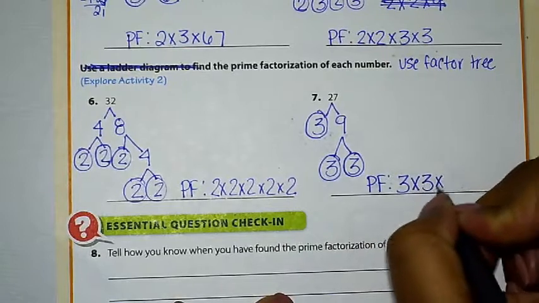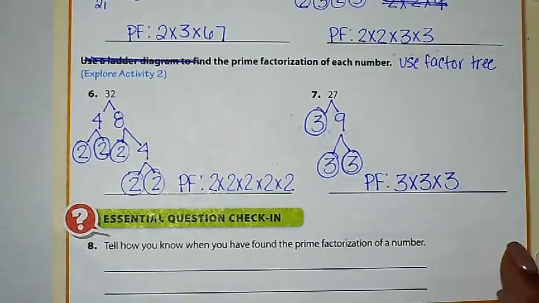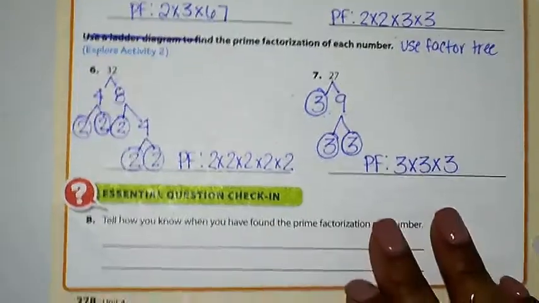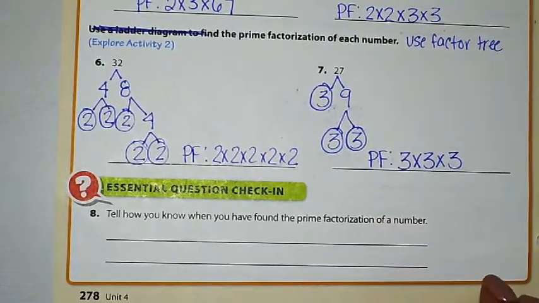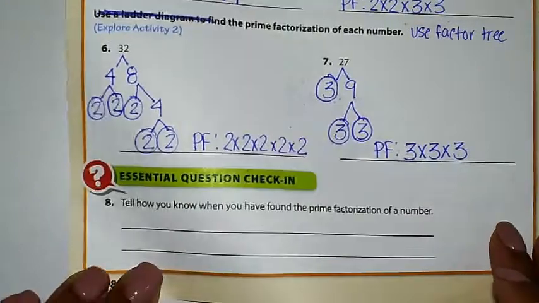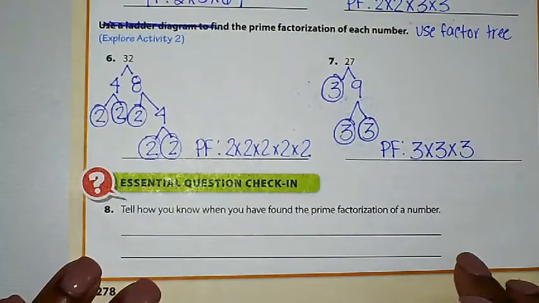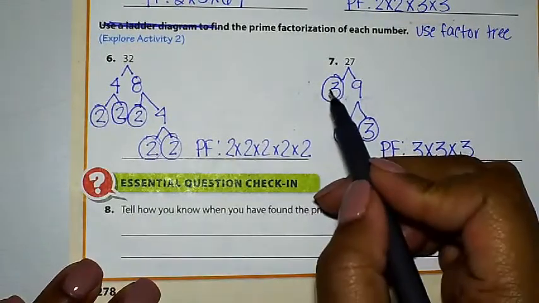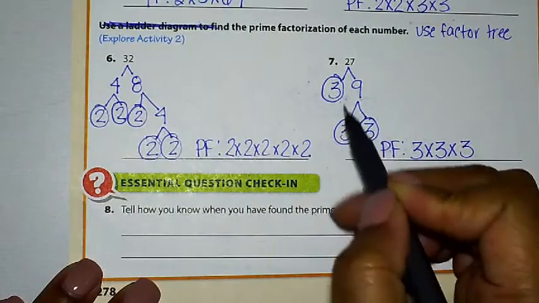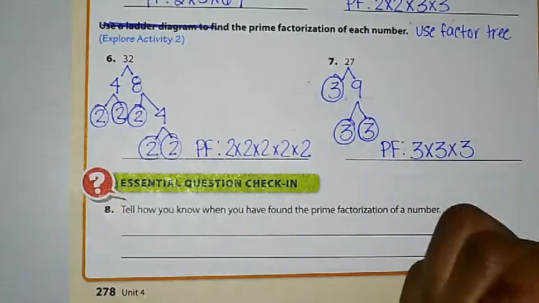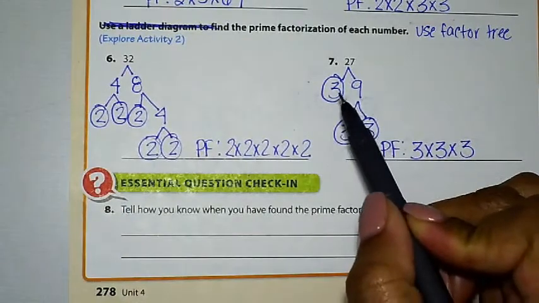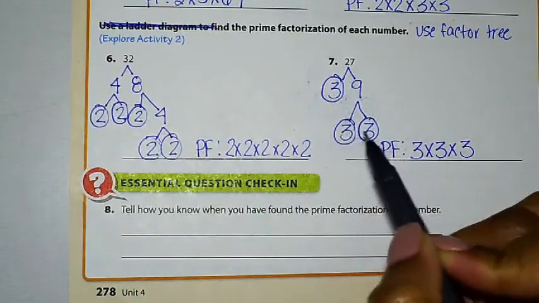All right, last question says, tell how you know when you have found the prime factorization of a number. So you know you have found the prime factorization when you have all prime numbers. So we circle our prime numbers when we're done, when we get to those prime numbers, so that we know that we're finished when we have everything circled.